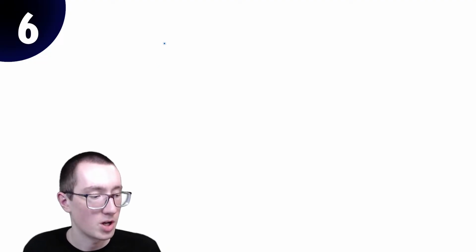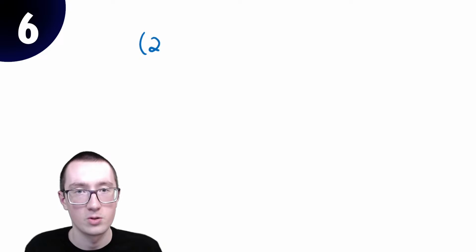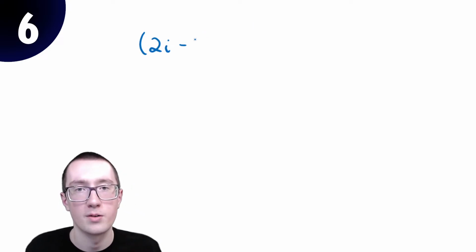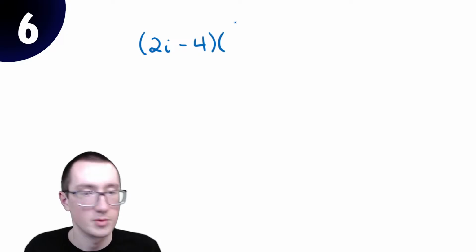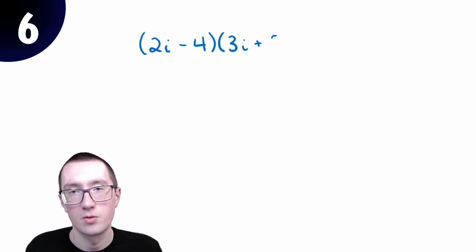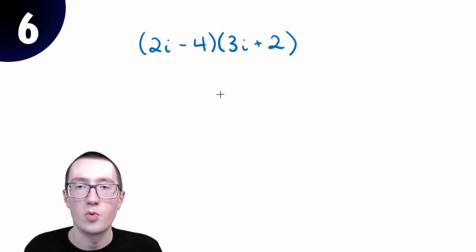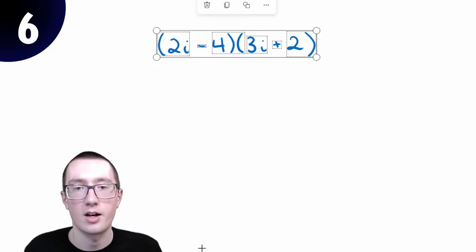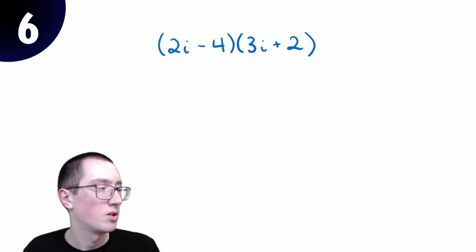And for this problem, we need to multiply these complex numbers. Okay. So 2i minus 4 times 3i plus 2. So we need to multiply these complex numbers. How do we do this?